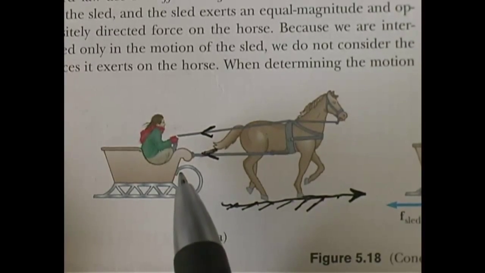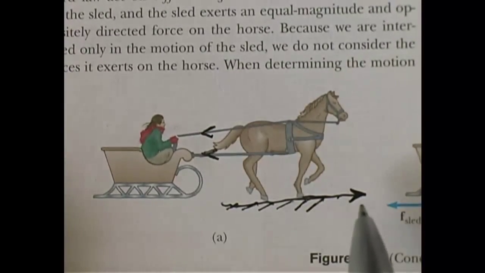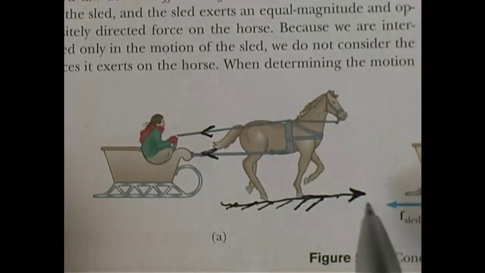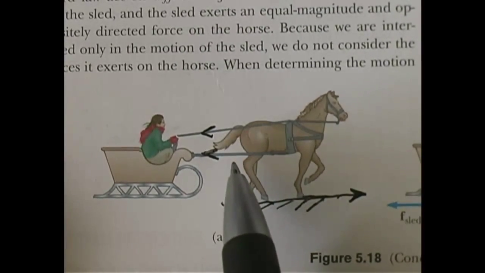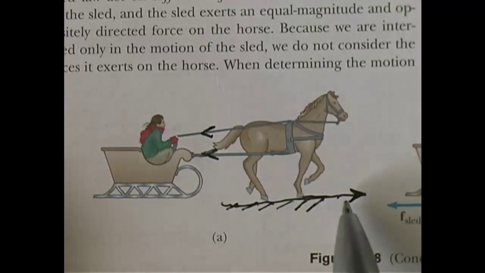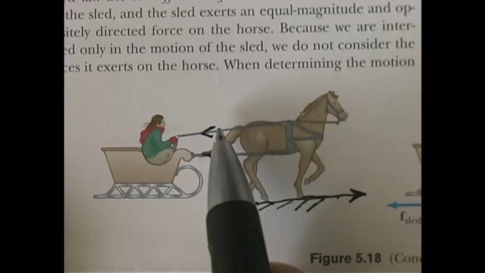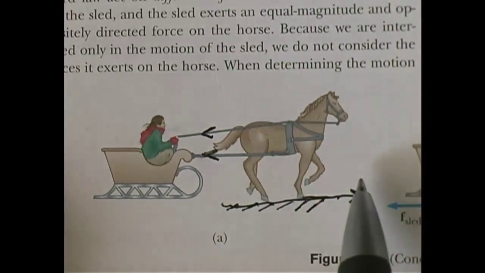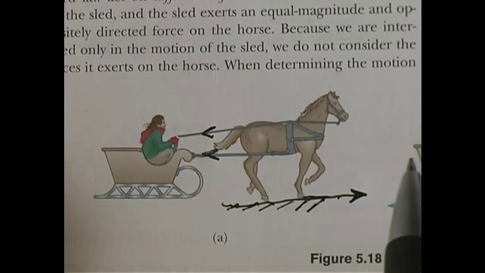What determines the motion of the horse is the net sum of these 3 forces, forward minus the backward. And if the forward force is equal to the backward force, then the net force on the horse is 0, which means the horse can move forward with a constant velocity.